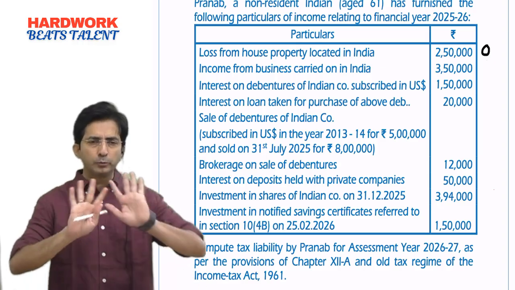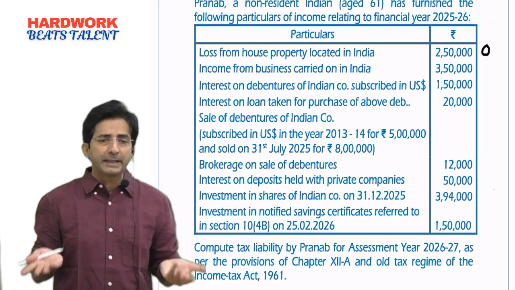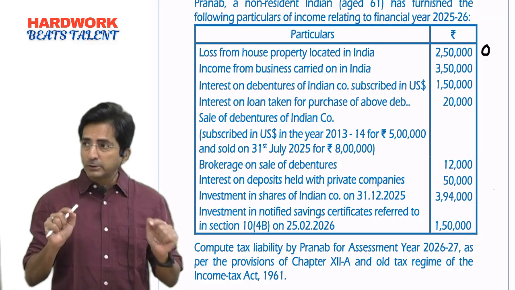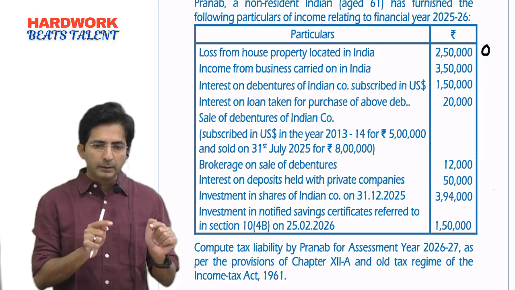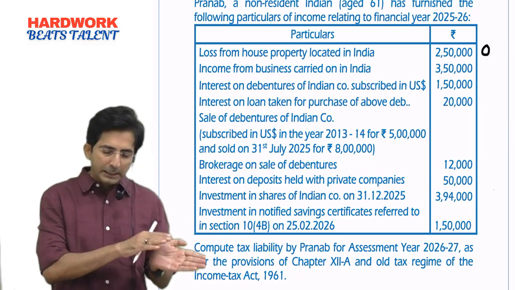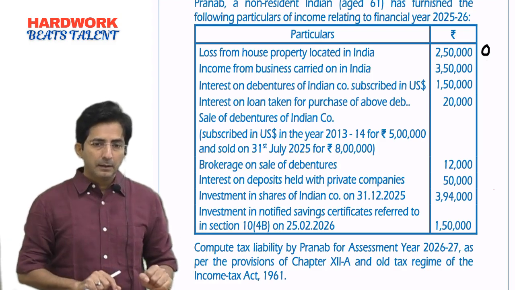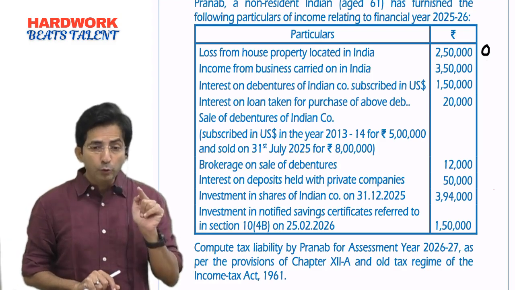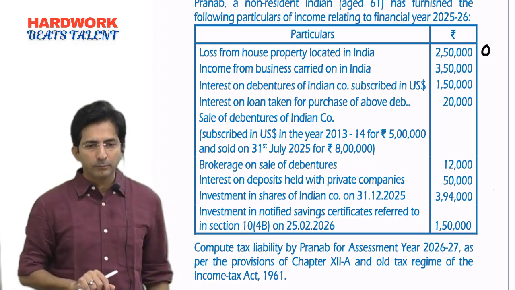Anyways, I am not assuming you're CA Inter. Even I am going to teach you a topic called set off and carry forward. In the topic of set off and carry forward, you will study that whatever loss you make under the head house property, you can set off with other heads, but only up to 2 lakhs. And if you go under the new regime, even that 2 lakhs cannot be set off.